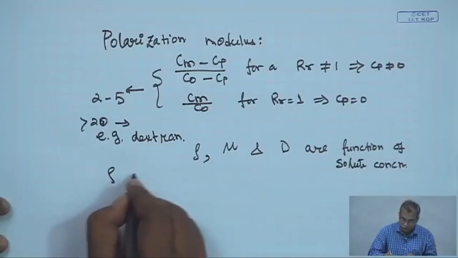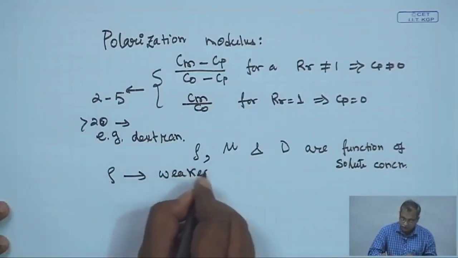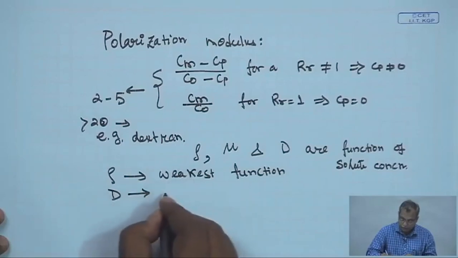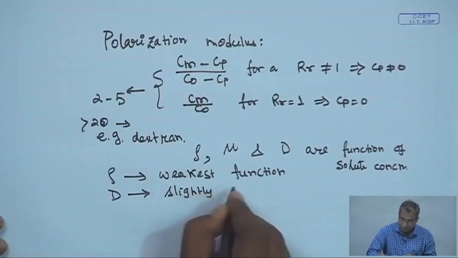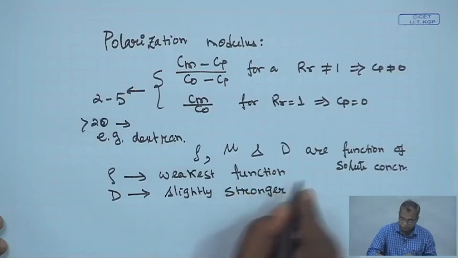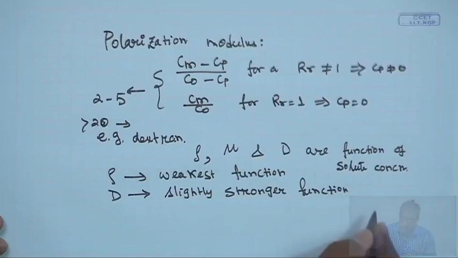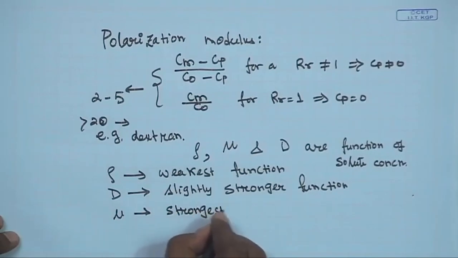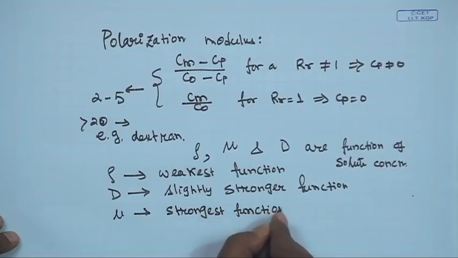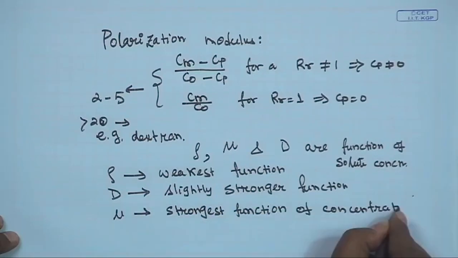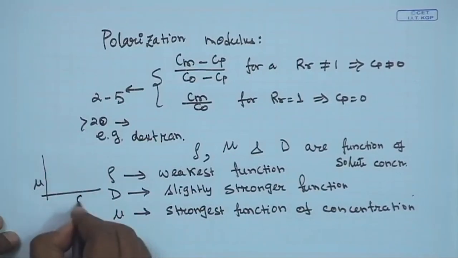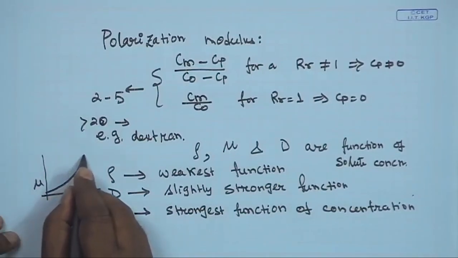Out of these three, rho is the weakest function of concentration, followed by the diffusivity. Diffusivity is a slightly stronger function of concentration in some cases, and viscosity is the strongest function of concentration. In fact, viscosity is an exponential function of concentration. Viscosity increases exponentially with the concentration.